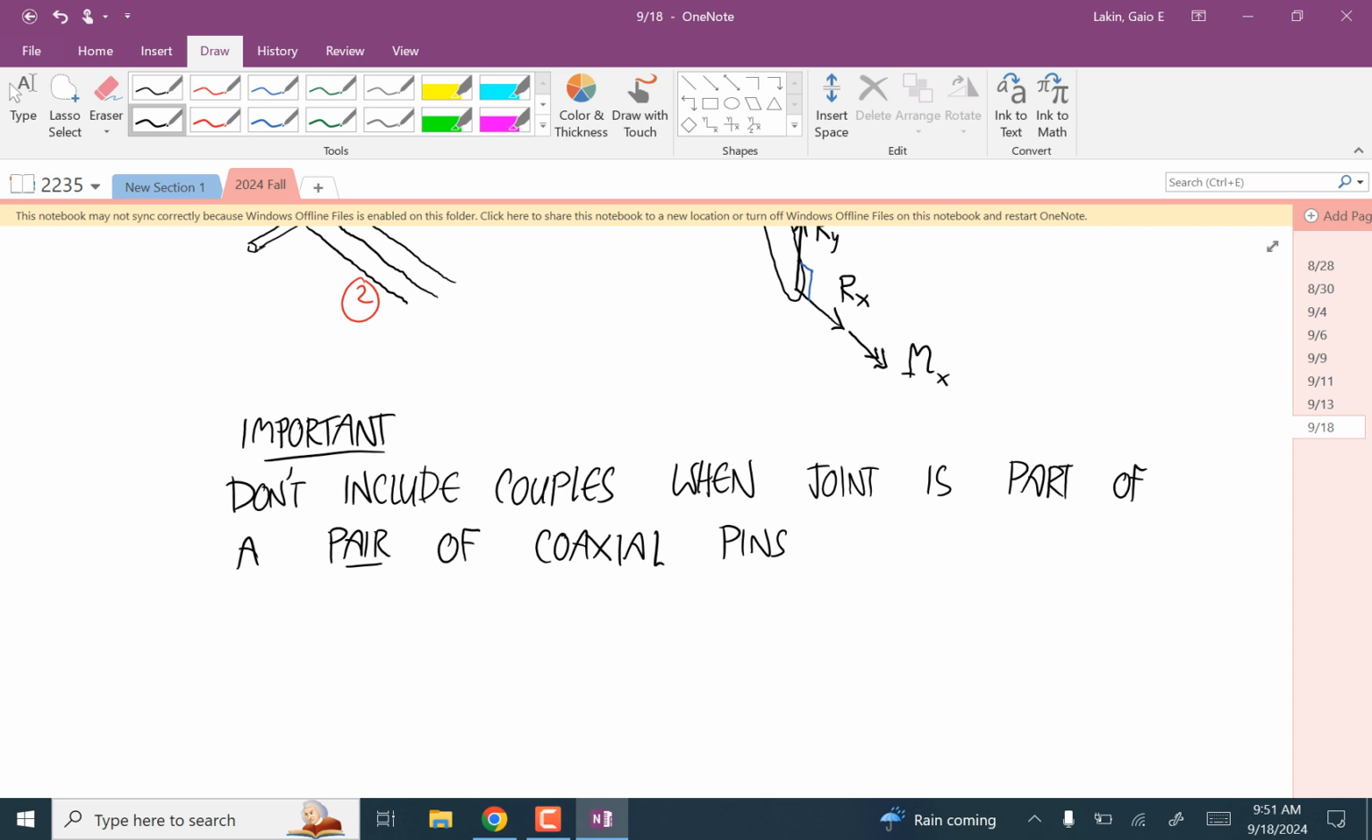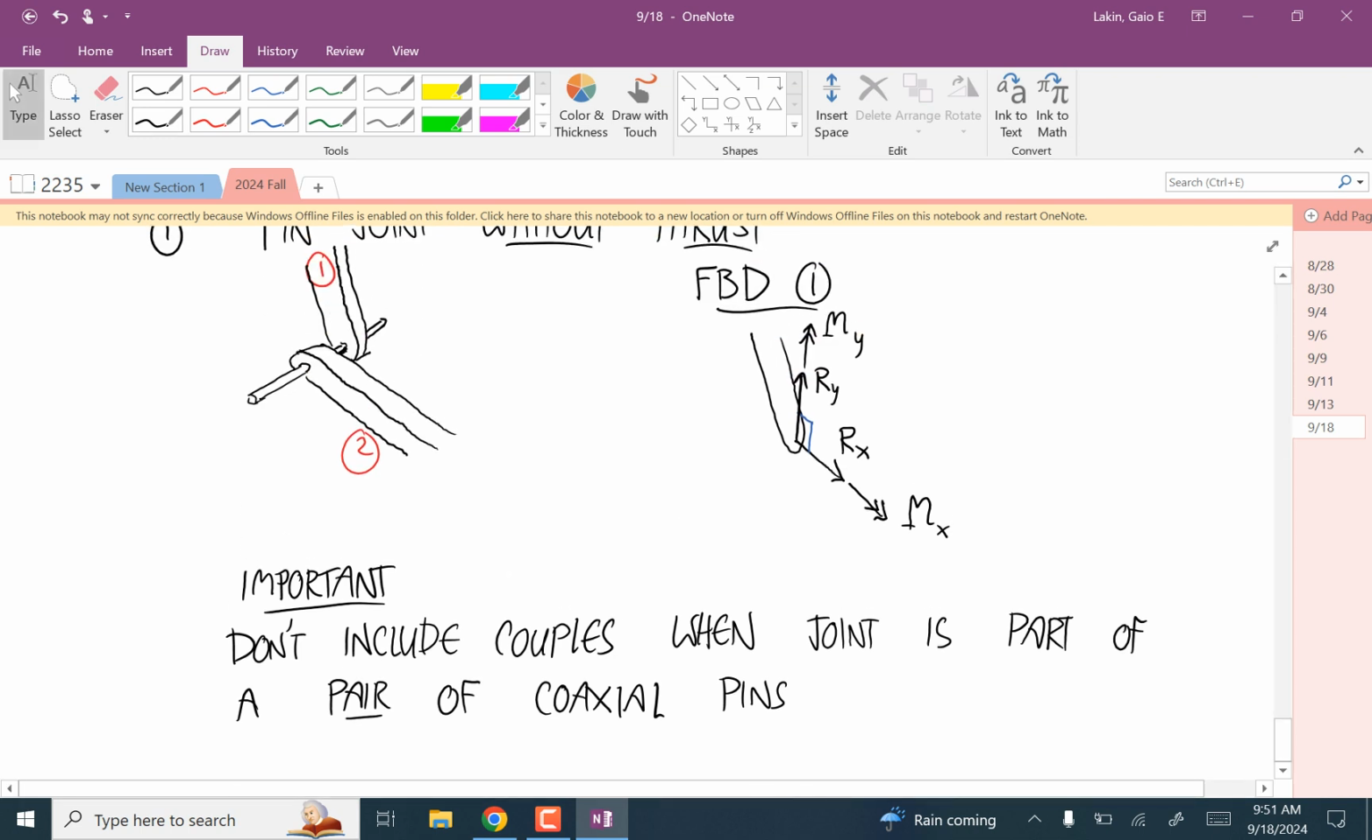So if you did include a couple, they would just cancel each other out? If you did include a couple, like if you're like, I want to be safe about this, so you still included those variables in there, you wouldn't be able to solve the problem. Okay. Because you're introducing two more variables and no more equations.